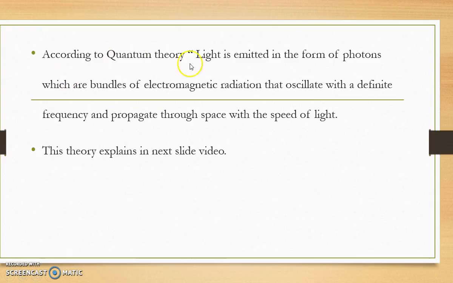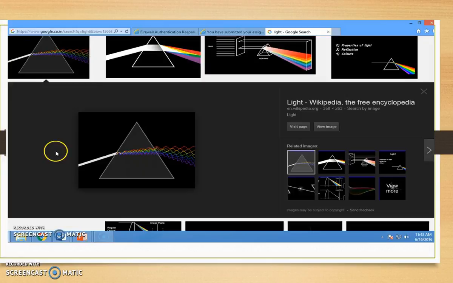Now, according to the quantum theory, light is emitted in the form of photons, which are bundles of electromagnetic radiation that oscillate with a definite frequency and propagate through space with the speed of light. This theory we can see in the next slide video.